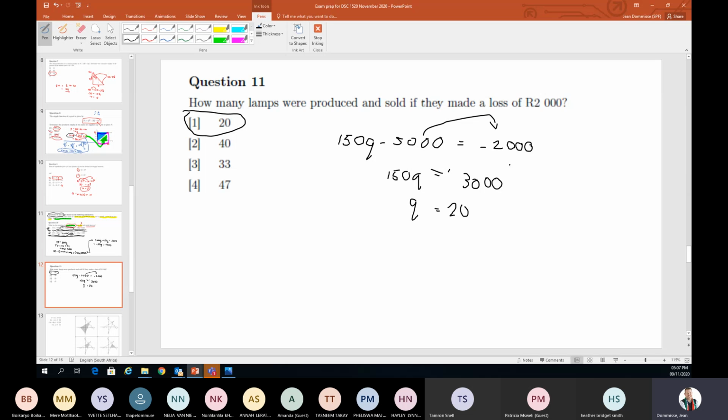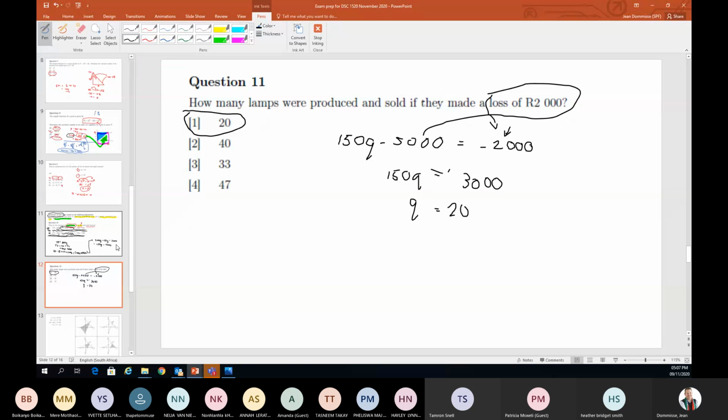If you said positive, then when you took over the 5,000, it would have been 7,000. 7,000 divided by 150 would have given you the 47. So just again, make 100% sure. They told us it's a loss. That's why it is minus 2,000. Okay.